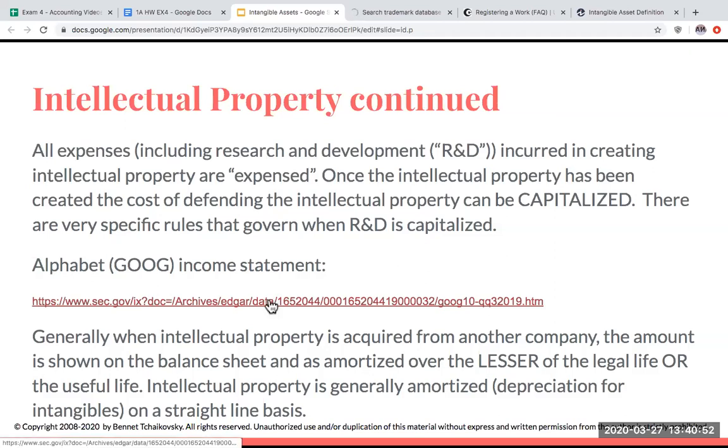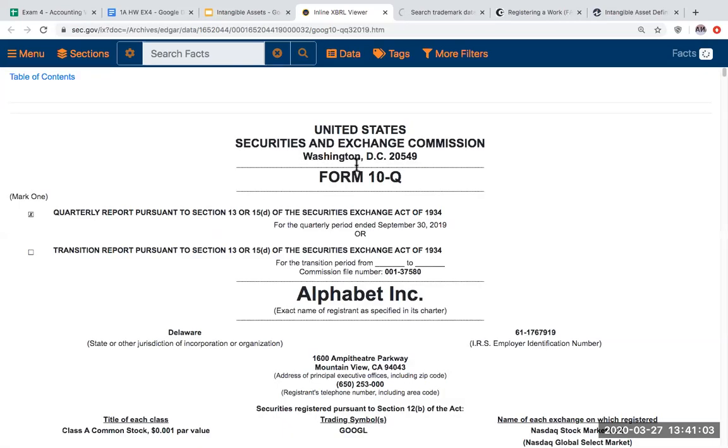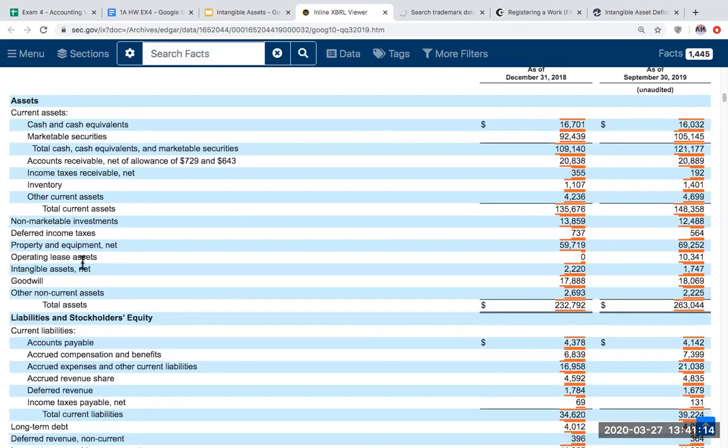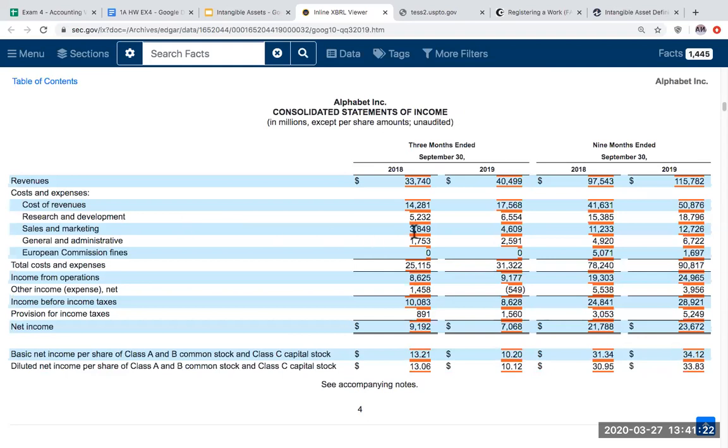Let's just take a look really quickly at the Google income statement, or the one done by Alphabet. I will also be including this link in the YouTube video. Alphabet is the parent company of Google. If you notice right here on their income statement, they have intangible assets. They also have Goodwill. But more importantly, they have 6.5 billion in research and development for the 3 months ended September 30th, 2019. For the 9 months ended, it was almost 18.7 billion. So Google, or Alphabet, continues to pour money back into their research and development.